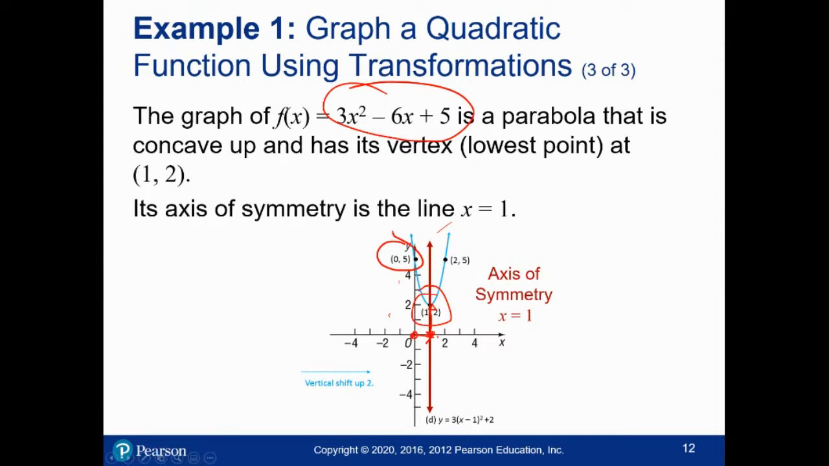That tells me the axis of symmetry is x equals 1. It's a vertical line, so x equals something, through the vertex, which we determined was (1, 2). So it's the vertical line x equals 1. There's your axis of symmetry.